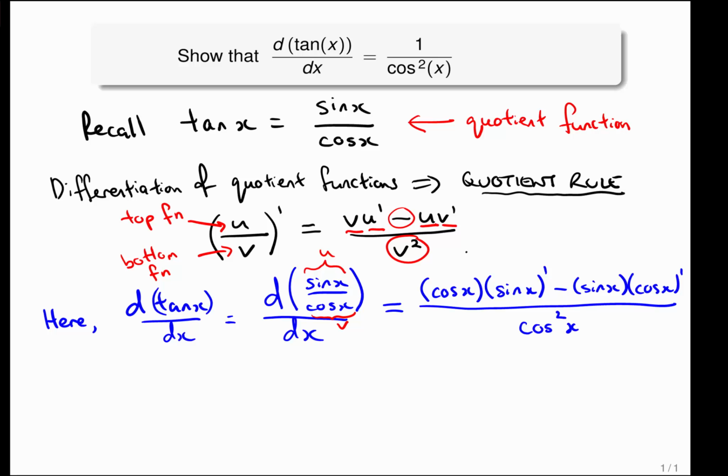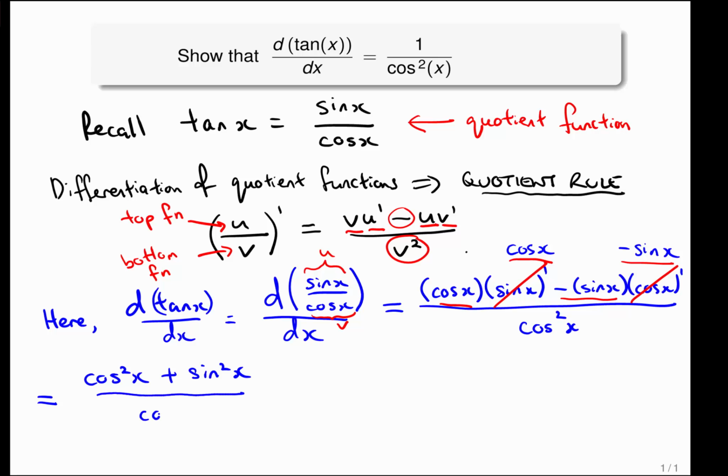Now recall that the derivative of sine is just cosine, and the derivative of cosine is negative sine. Thus our derivative is just cos x times cos x, which is cos x all squared, minus sine x times minus sine x, which is positive sine x all squared. And this is all over cosine x all squared.